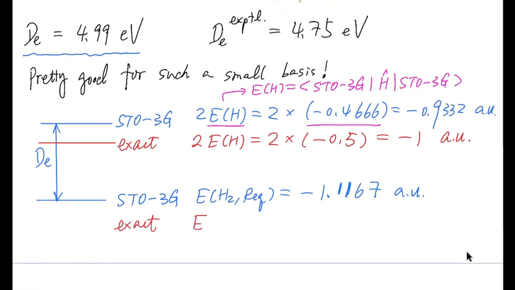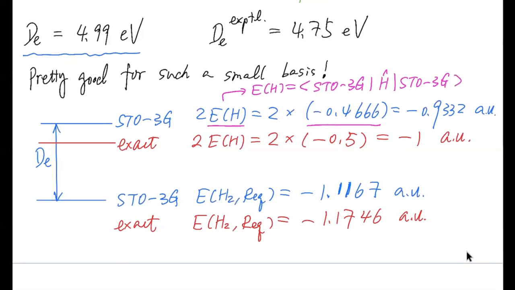Okay, let's look at the exact answer for the hydrogen molecule at the equilibrium distance. And this is actually negative 1.1746 atomic unit. Okay, so you ask, how do you know the exact answer for the hydrogen molecule at equilibrium distance? The Schrodinger equation is not separable. You're right. So there are two ways to know the exact energy for the hydrogen molecule.